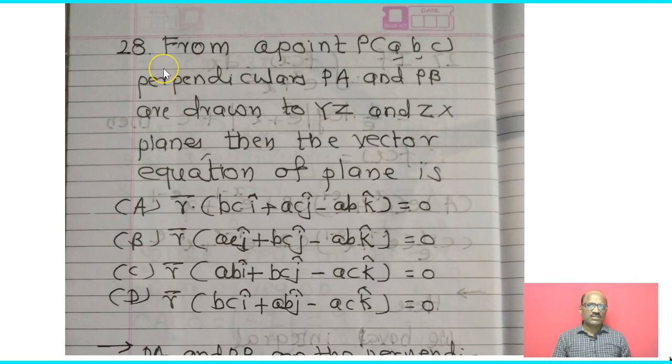Now the next question is on the equation of the plane. From a point P(A, B, C), perpendiculars PA and PB are drawn to the YZ and ZX planes. Then the vector equation of the plane is: r bar dot in bracket BC i cap plus AC j cap minus AB k cap equals 0; or r bar dot in bracket AC i cap plus BC j cap minus AB k cap equals 0; or r bar dot in bracket AB i cap plus BC j cap minus AC k cap equals 0; and the last option is r bar dot in bracket BC i cap plus AB j cap minus AC k cap equals 0.